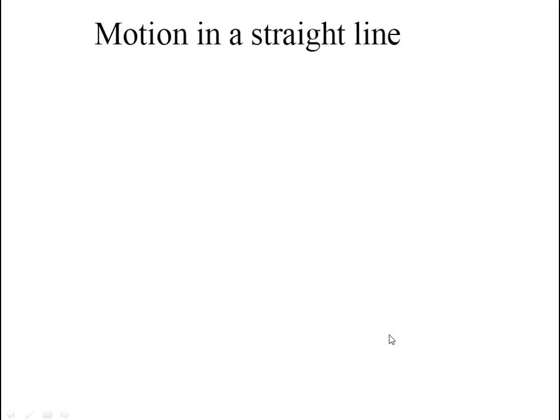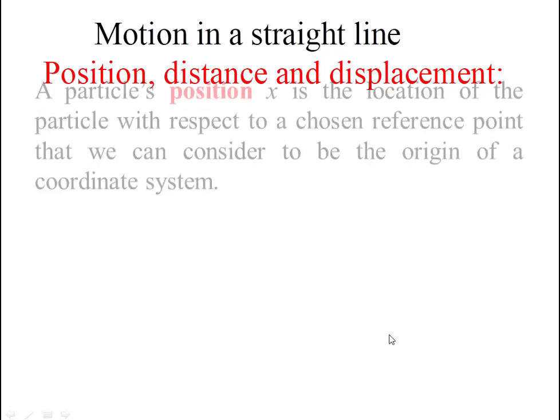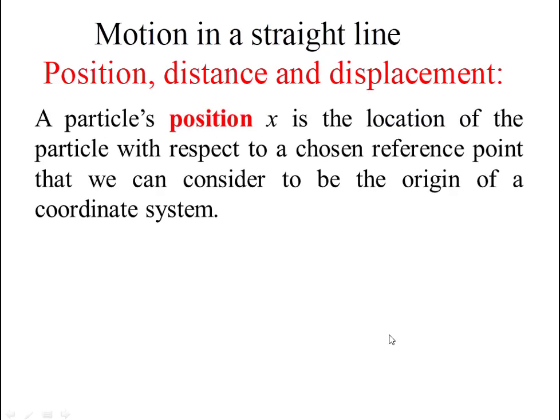First, let us see motion in a straight line. Position, distance and displacement. A particle's position x is the location of the particle with respect to a chosen reference point that we can consider to be the origin of the coordinate system.